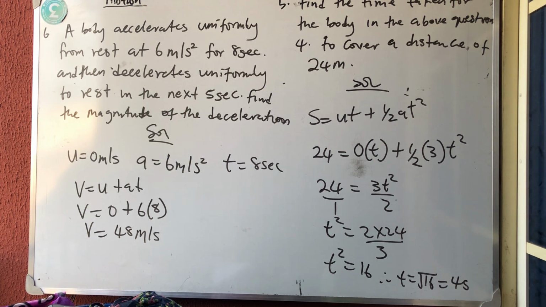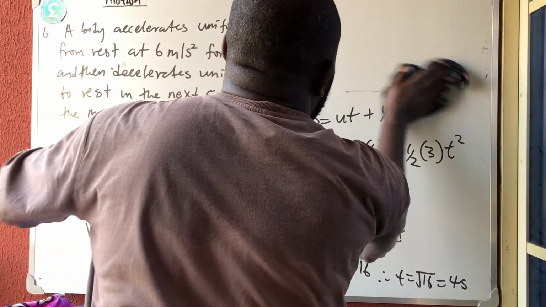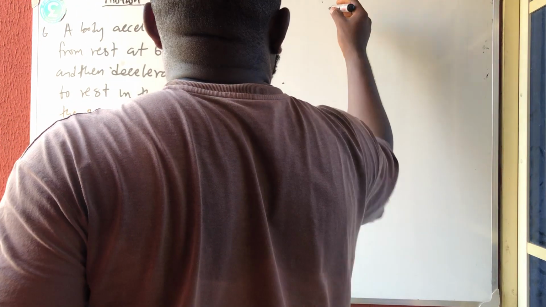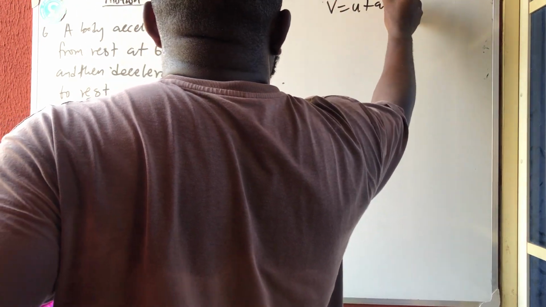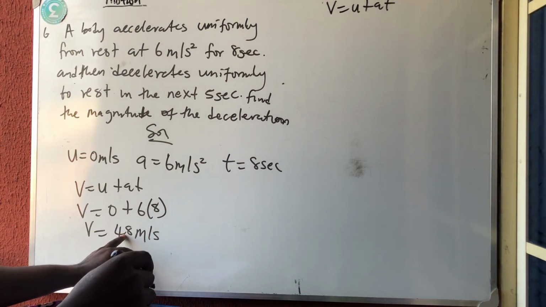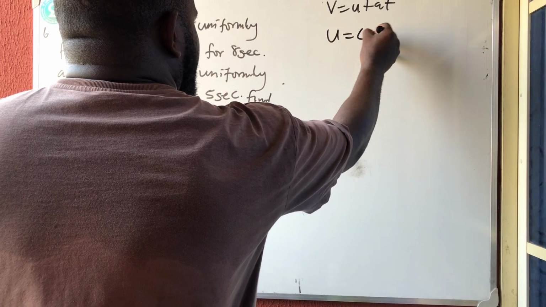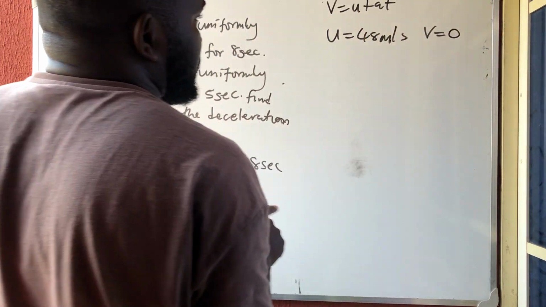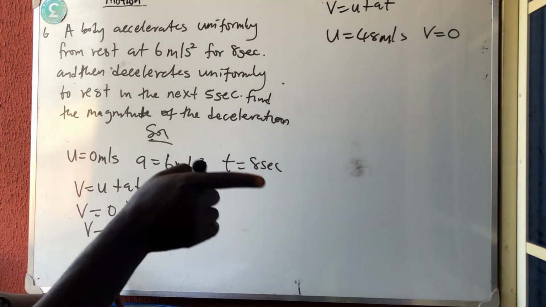Okay, so the next thing we are going to do is they now say that it started retarding in the next 5 seconds, sorry. The retardation starts from the next 5 seconds. So what do we do now? I know the same formula that says v is equal to u plus at. But in this case, the initial velocity now becomes 48 meter per second, and the final velocity now is 0 because it is now retarding. The velocity started from here and starts retarding.